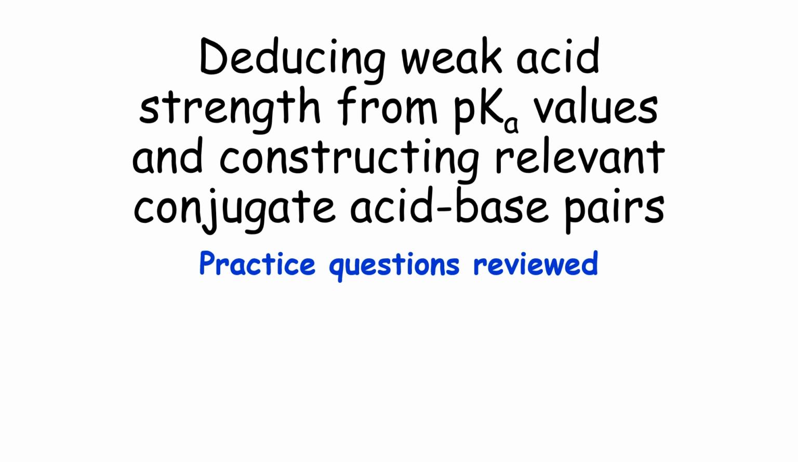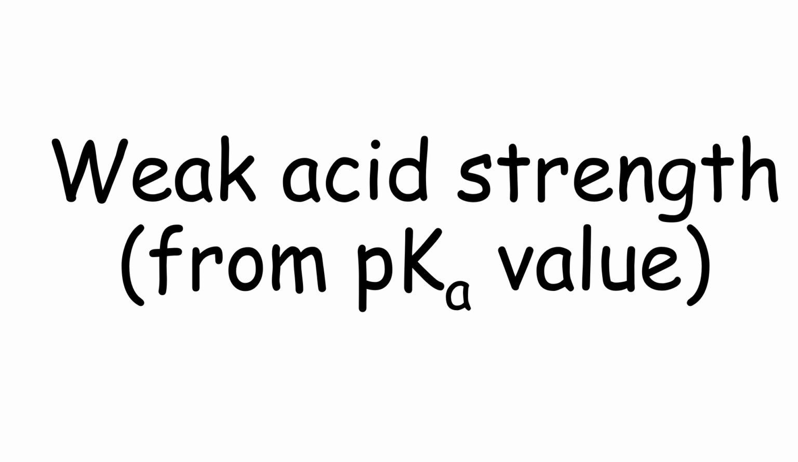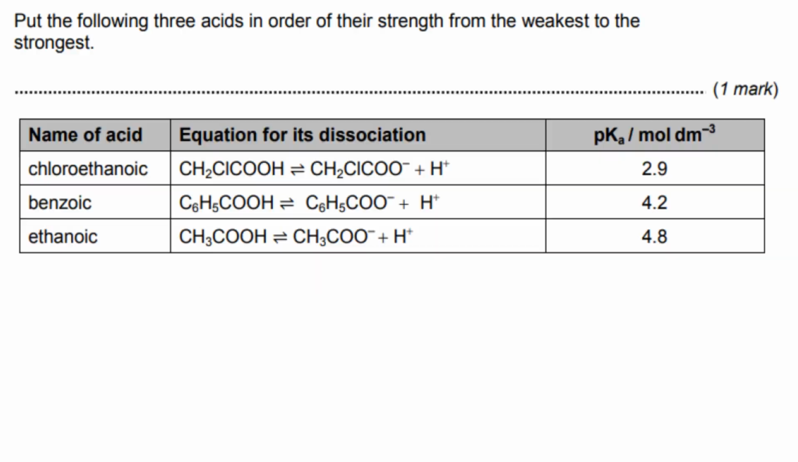Hello and welcome to this look at some practice questions looking through how to deduce a weak acid's strength from its pKa values and constructing relevant conjugate acid-base pairs from this. So let's first look at how pKa value relates to the strength of an acid. This is our first question. It wants you to put the following three acids in order of their strength from the weakest to the strongest, but all it gives you is the pKa value.